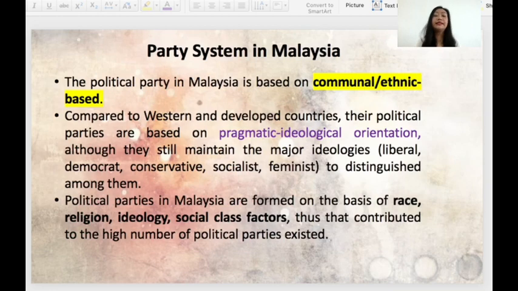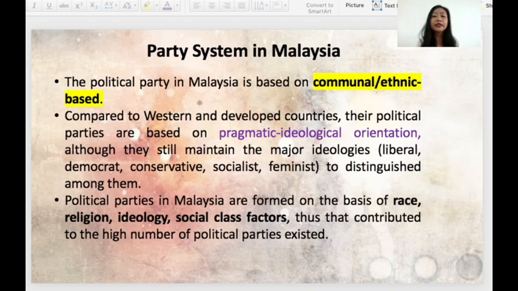Next one, party system in Malaysia. Okay, actually this kind of common types of party system in Malaysia is already being presented by your friends during presentation, yeah, but never mind. If you want to know more about the elaboration of the party system in Malaysia, I mean the common criteria of it, you can ask your friends to provide you the full text, yeah, of their assignment.